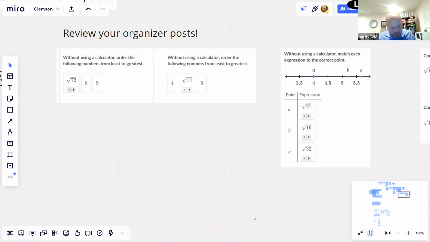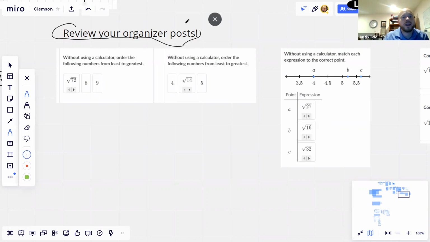Math 8. All right, here we go. Oh, here's my stylus. Now listen, guys. As you can see, I have written down, review your organizer posts. What do I mean by that?